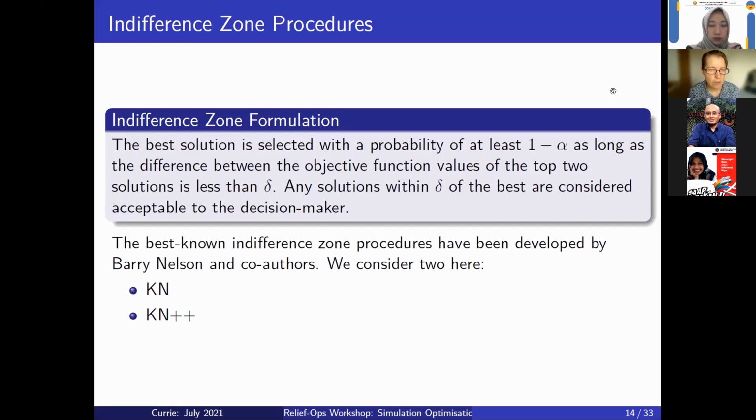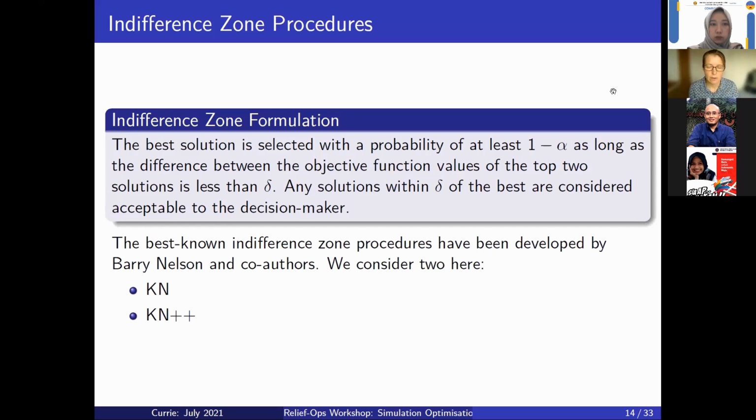In the indifference zone formulation, then, the best solution is selected with a probability of at least 1 minus alpha, as long as the difference between the objective function values of the top 2 solutions is less than delta. Any solutions within delta of the best are considered acceptable to the decision maker. So let's unpack that then.